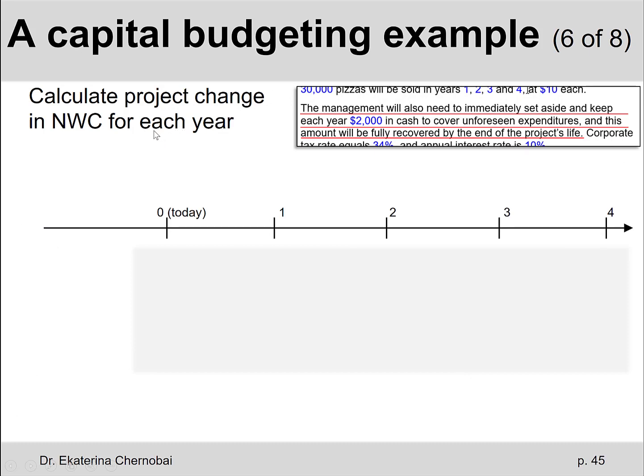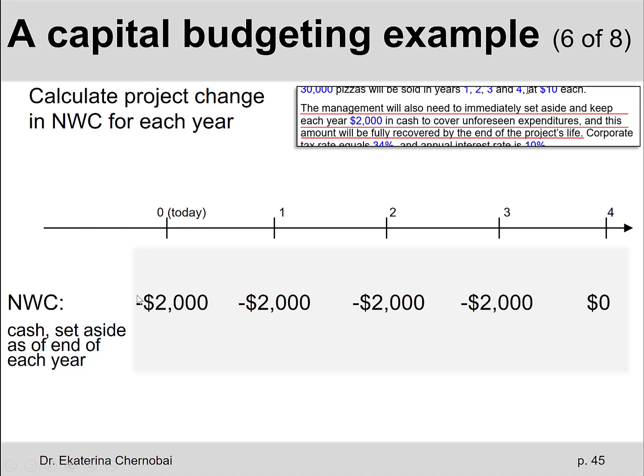So what do we know about the net working capital? We know that we would need to immediately set aside $2,000 and keep it at that level each year. So the net working capital will equal $2,000 invested right away. It will remain the same throughout the project and will be recovered at the end of the fourth year. And at the end of the final year, you should always put $0. I mentioned that earlier when I was covering the change in net working capital topic.